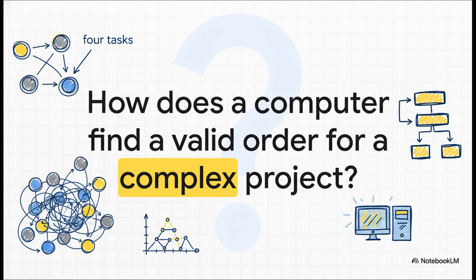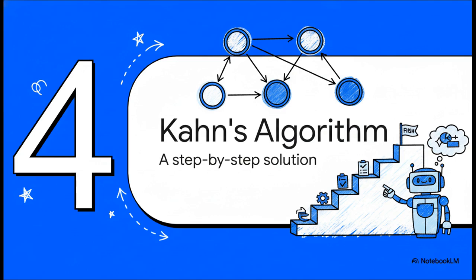But what if you have 400 or 4,000? How does a computer navigate that massive, complex web and find a valid path? Well, for that, you need a system. You need an algorithm. And one of the most popular ways to do this is called Kahn's algorithm. It's a really elegant step-by-step approach to solving this exact problem. So let's walk through it together.